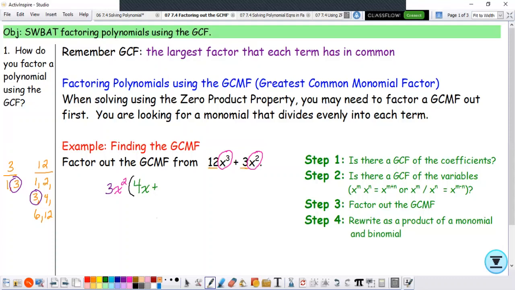Plus, what would I take times 3x squared to get 3x squared? Well, that would be getting the same value, so it would be a 1. And I have factored out the greatest common monomial factor, 3x squared, and I have rewritten my polynomial as a product of a monomial with a binomial, 3x squared times 4x plus 1. And you can always check, because if you multiply, if you distribute, you should get the polynomial you started with.